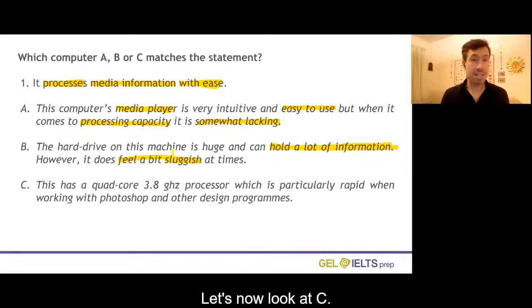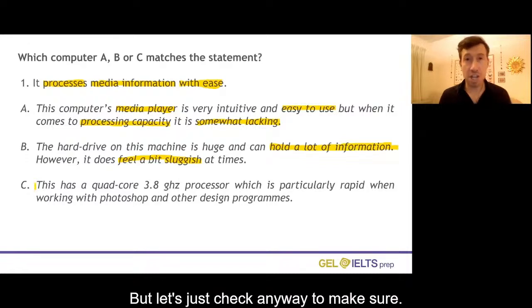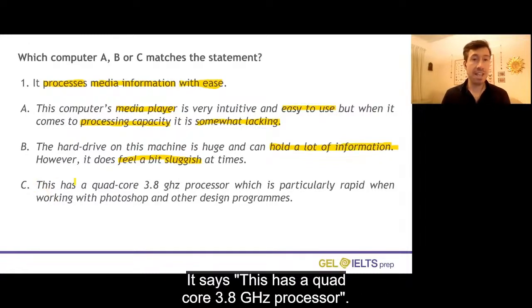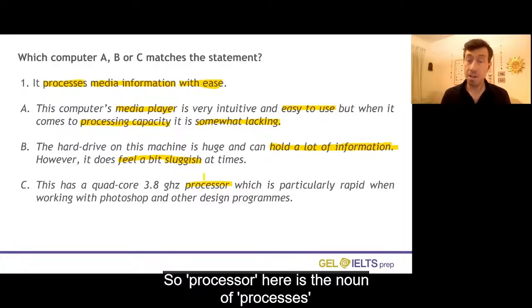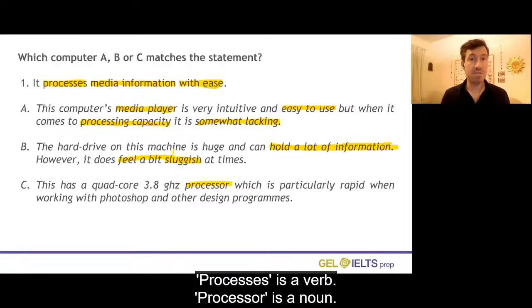Let's now look at C. So, okay, we said A is not correct, we said B is not correct, so C must be correct, but let's just check anyway to make sure. So it says this has a quad-core 3.8 gigahertz processor. So processor here is the noun of processes. Processes is a verb, processor is a noun.